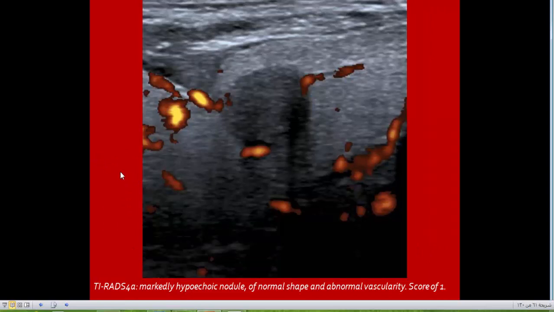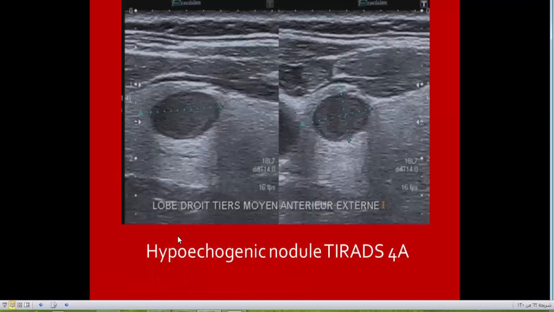TI-RADS 4A: markedly hypoechoic, normal shape and abnormal vascularity, score of 1, vascularity type. Hypoechoic nodule, TI-RADS 4A, carries 5 to 10% risk of malignancy. We do FNA for this nodule.